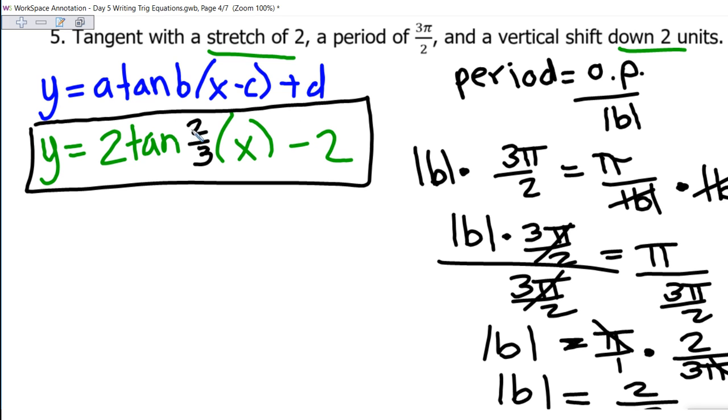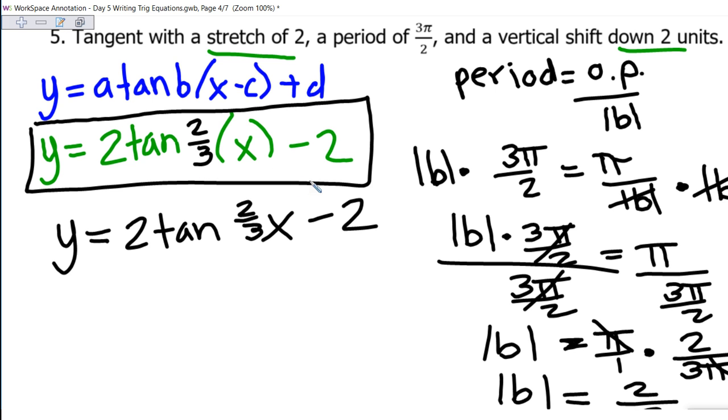Now, do you have to have the parentheses here? No, probably most of you wrote it as y equals 2 tangent 2/3 x minus 2. So if you have the parentheses, that's fine. If you don't, that's fine too.